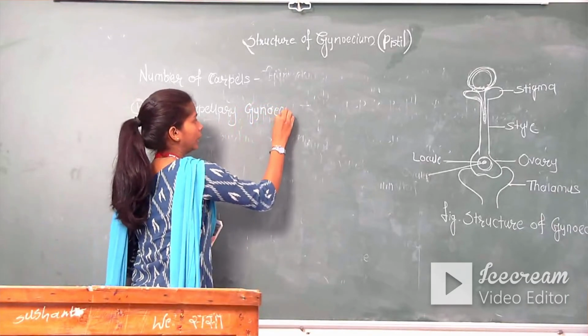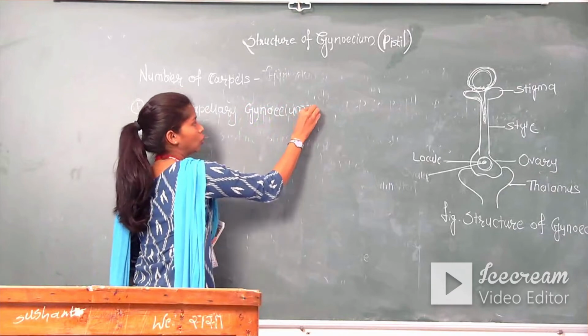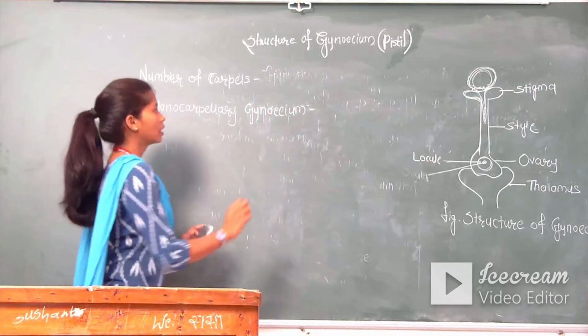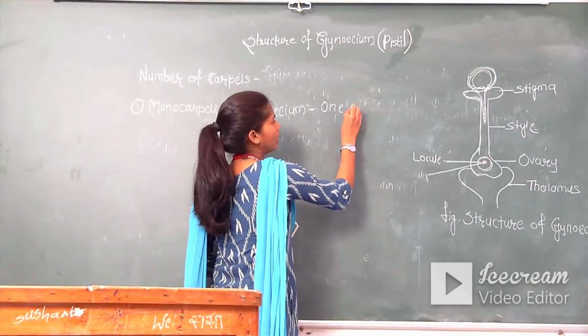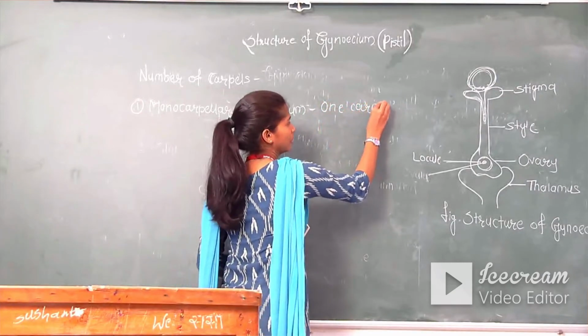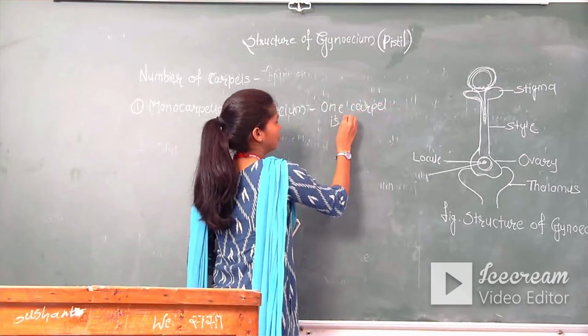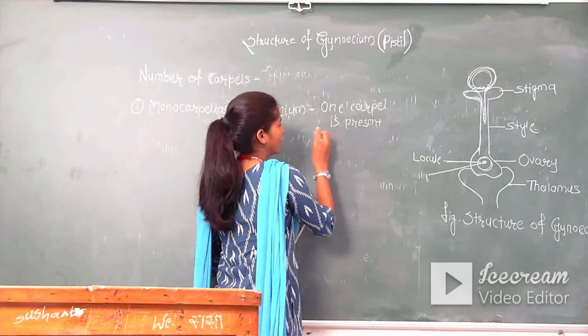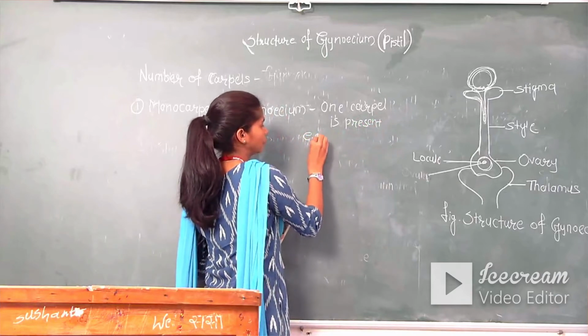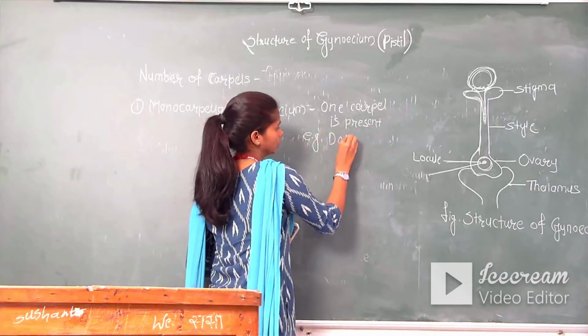I hope you are getting it. मोनोकार्पिलरी gynoecium मतलब सिंगल और वन कार्पेल is present. Example is Dolichos.